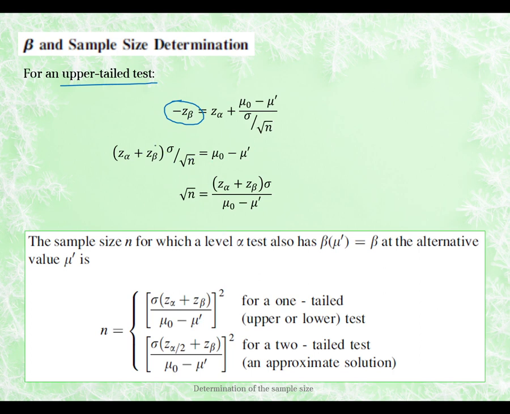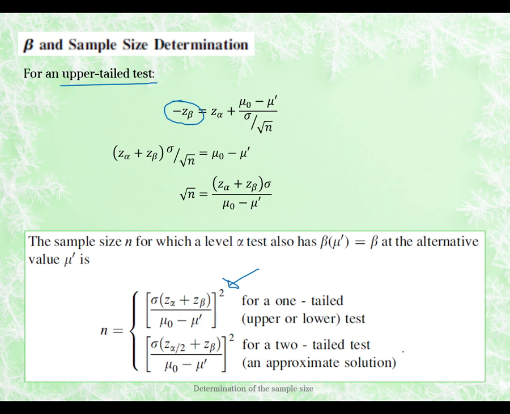So we know what z beta is. We can find that from our tables. We can find z alpha from our tables as well, our standard normal tables. So if I go and I just work to get n on its own, I finally end up with that formula. And I want you to go and check that if you do this for a lower tail test, that you can also work your way to the same formula.